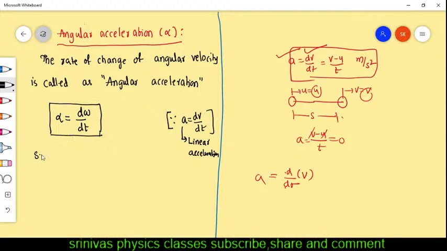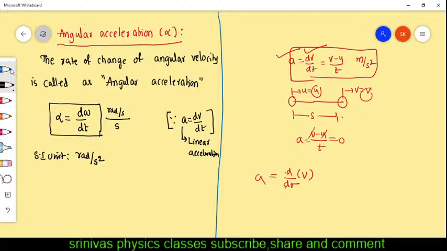What is the SI unit of this angular acceleration? Omega unit we know previously: angular displacement by time, that is radian per second. Omega unit is radian per second, divided by time unit, second, so radian per second square. Just like acceleration, whose unit is meter per second square, here it is radian per second square. That's all.